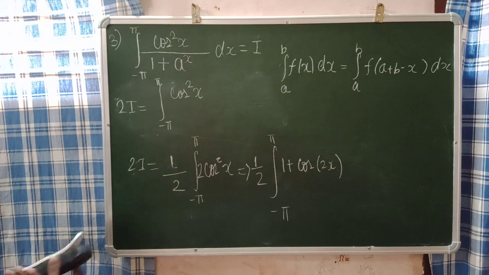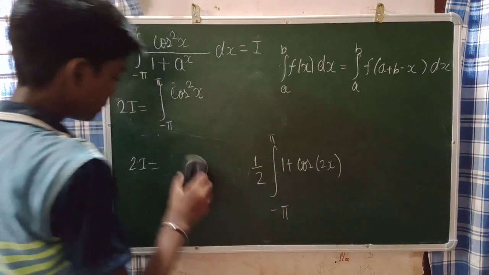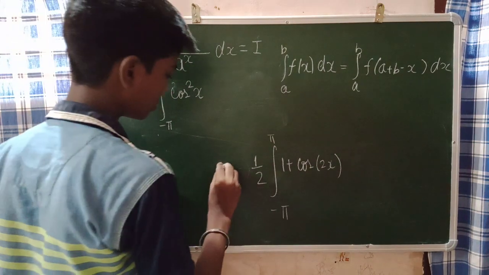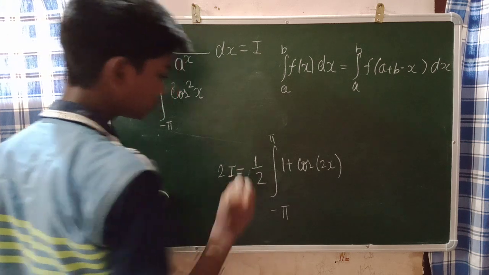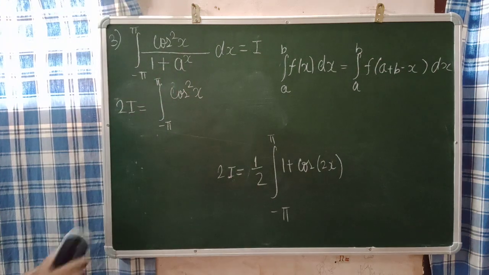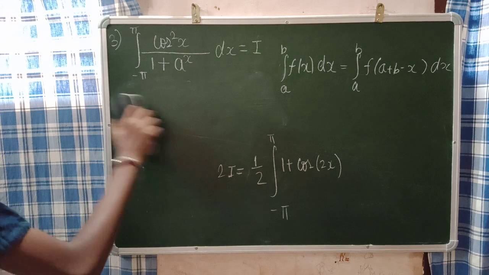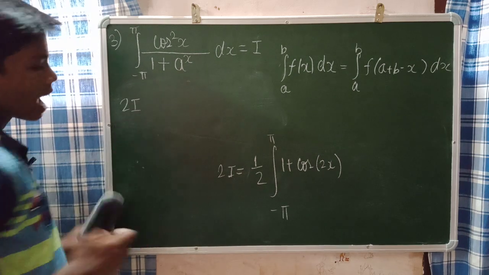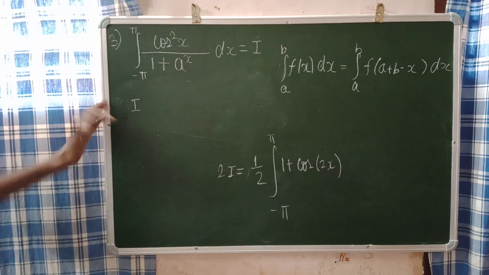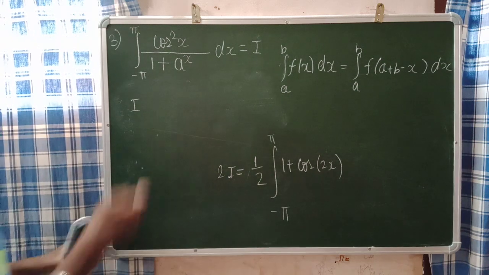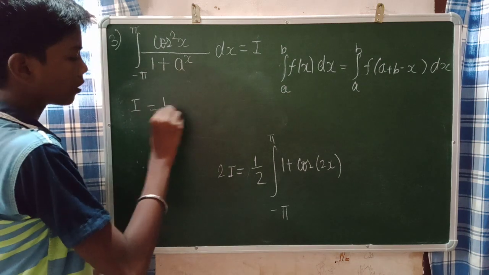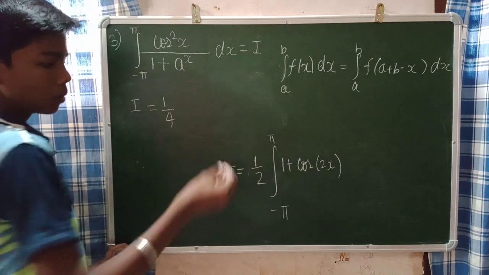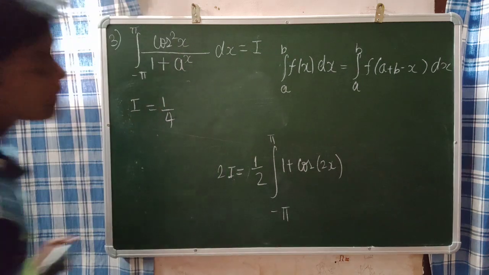Now, after this, I will erase this. So 2I is equal to this integral. After this, you need to integrate guys. It's a very simple task now. So 2I is equal to, I will take this 2 to that side, and I will get I is equal to 1 by 4 into integral of 1 plus cos 2x.